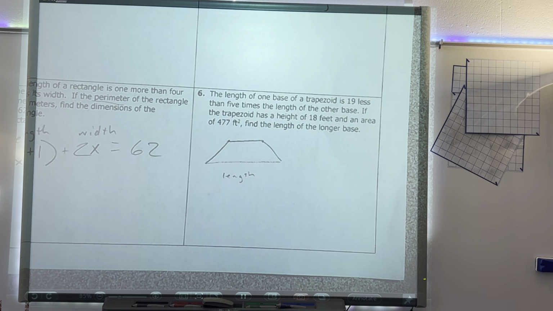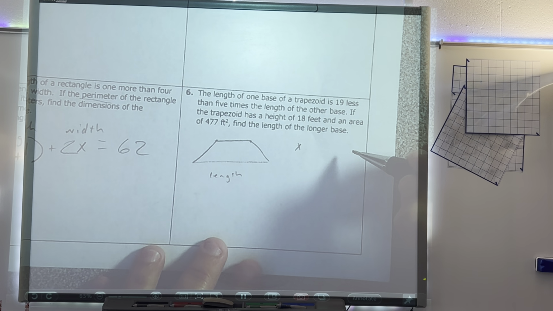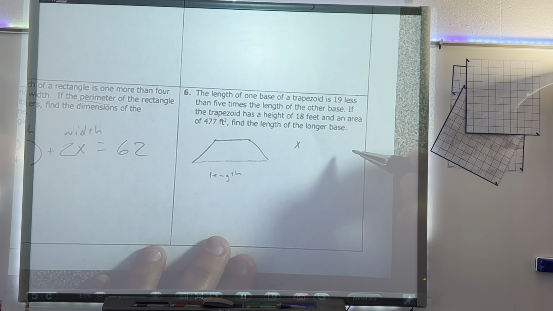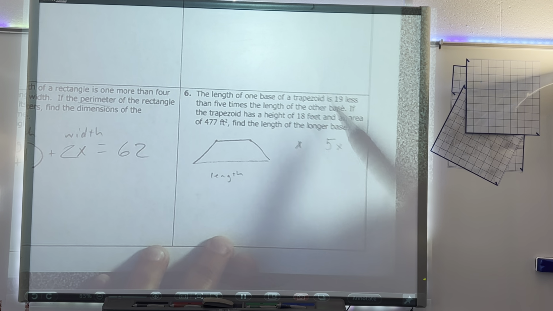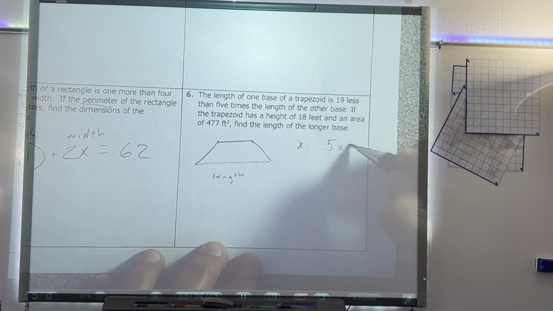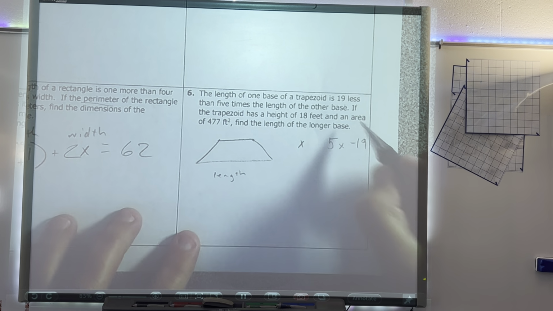So one of them is going to be X, right? The other one is going to be, how am I going to write it? 5 times, what about this? Minus 19. Okay, so I got that. Another base. If the trapezoid has a height of 18 feet, and then they gave us the area.